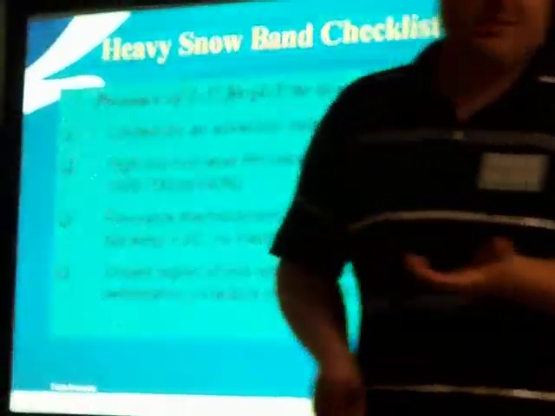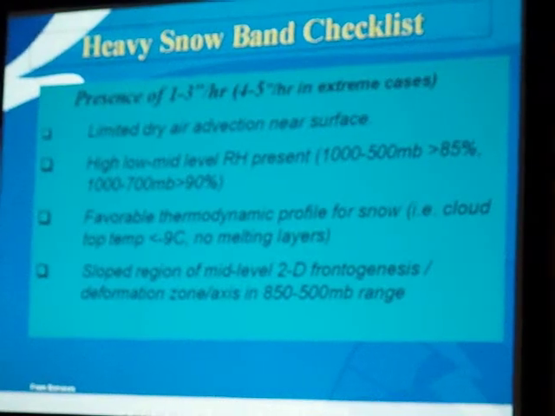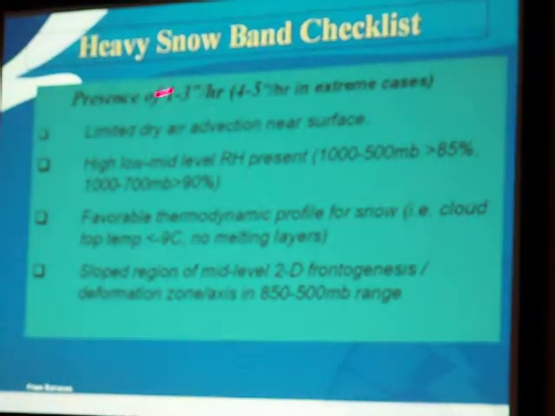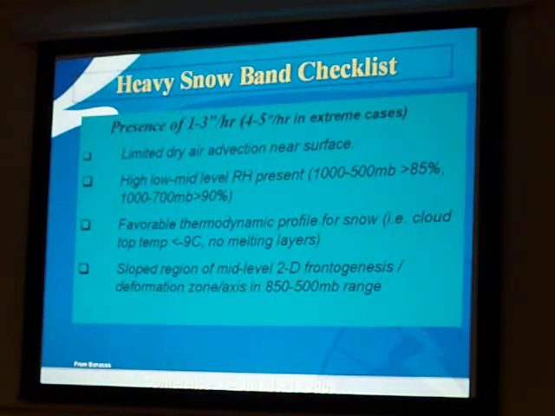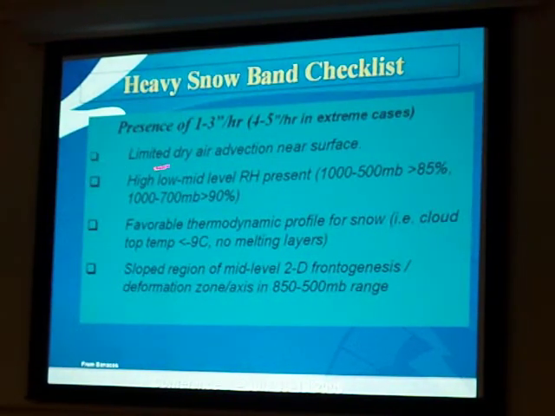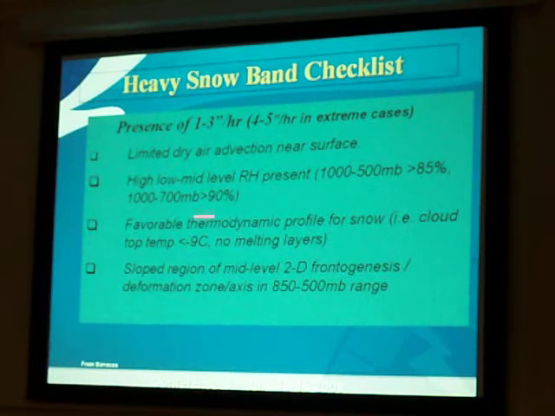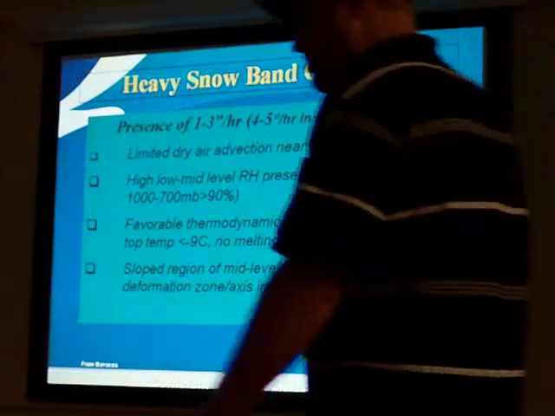There's kind of a checklist that you want to look at, basically for heavy snow banding. You don't want dry air advection near the surface. You don't want to dry the surface out. You basically want to be saturated in the column. You want your snow microphysics to be good. You want your cloud top temp less than -9°C, and you need an area of frontogenesis in your deformation zone. We'll kind of show that.